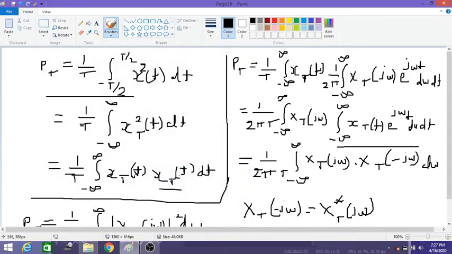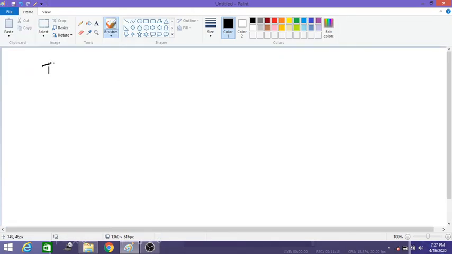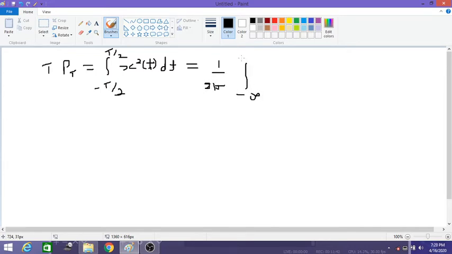If I compare this equation with the earlier equation, I can finally write T into P of t, which in terms of the time domain is the mathematical definition of the power, as integral from minus T by 2 to plus T by 2 of x square of t into dt, is equal to 1 by 2 pi into integral from minus infinity to plus infinity of magnitude of X_T of j omega square into d omega.